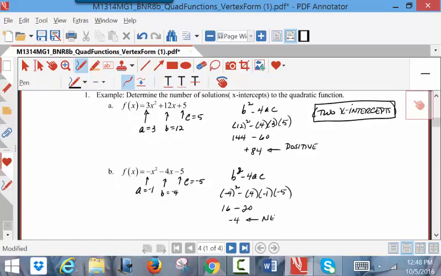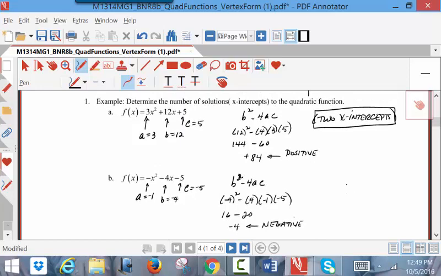I don't care how big the negative value is, it's just if that thing is negative, according to the above notes, that means what? One solution, two solutions, or no solution? No solution. So in other words, no x-intercepts. I'm going to put no x-intercepts.